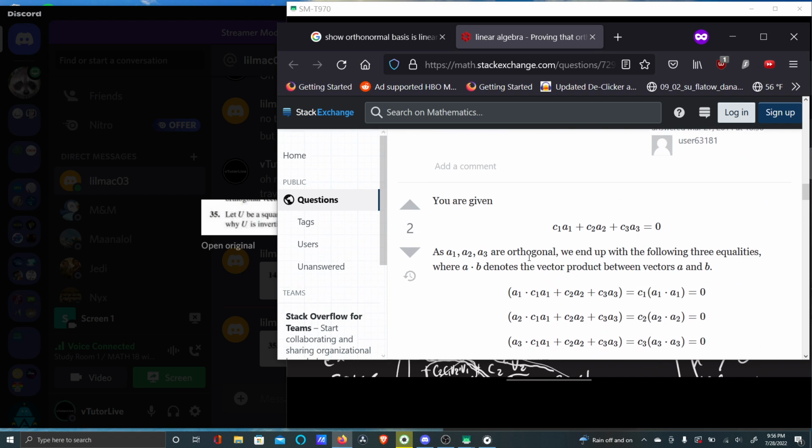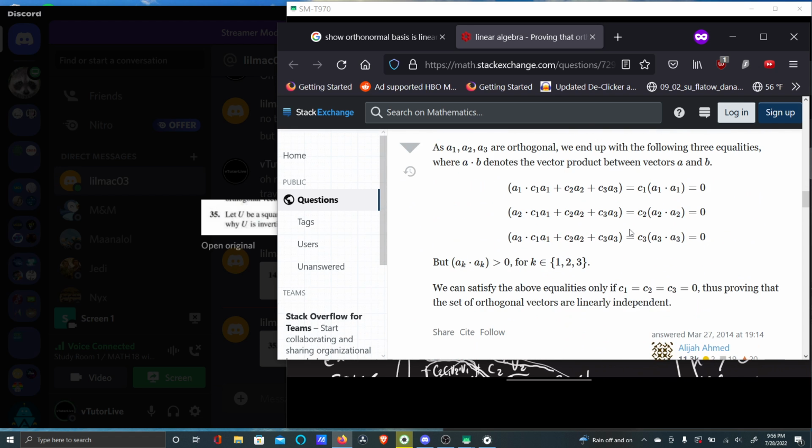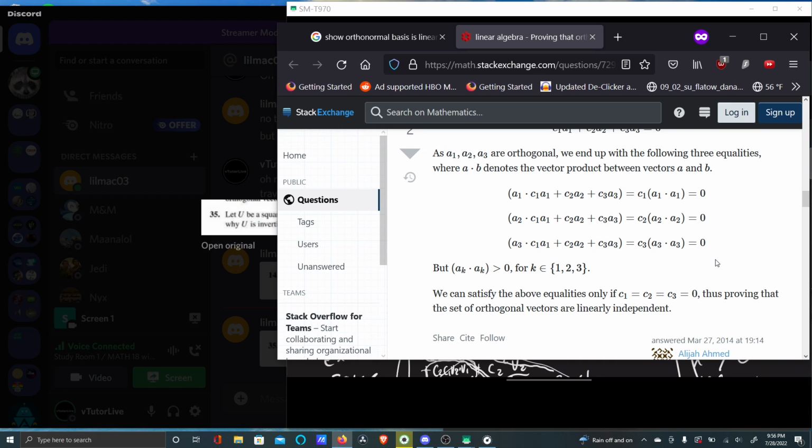Okay. Well, they're suggesting that we just go ahead and... okay, so they're doing the exact same thing. Rather than squaring it, they're getting three different equations by dotting it through by A1, then dotting it through by A2, and then A3. So yeah, they're doing the exact same thing, just a bit more directly, right?